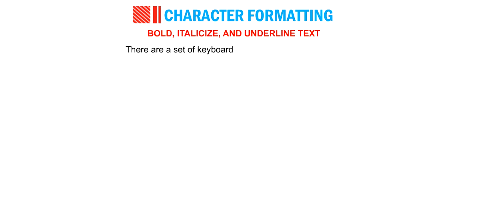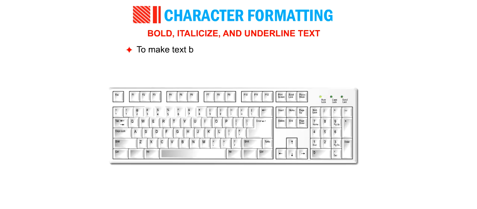There are a set of keyboard shortcuts to format the text. To make text bold, select the text and press Ctrl+B. To make the text italic, select and press Ctrl+I. To underline the text, select and press Ctrl+U.